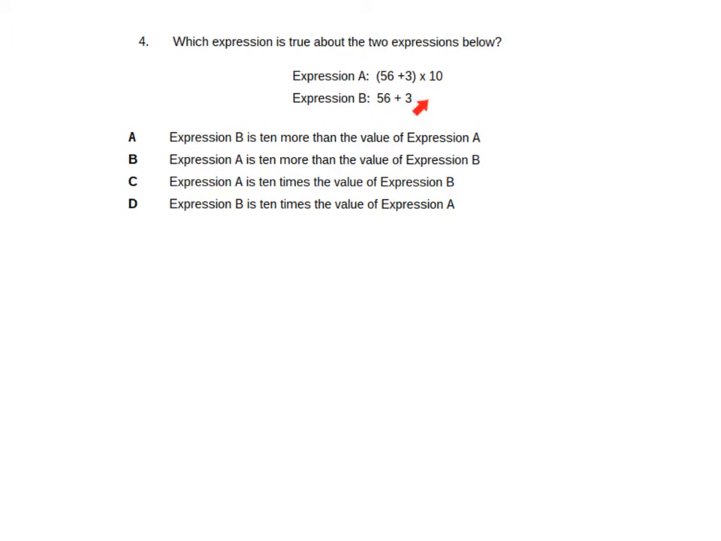Is this 10 more? No, that doesn't even make sense because this isn't even 10 more either. So A does not make sense. 10 more would be plus 10. B: Expression A is 10 more than the value of B. Is this 10 more or plus 10 than B? No, it's times 10, so it can't be 10 more. It'd be 10 times. C: Expression A is 10 times the value of expression B.